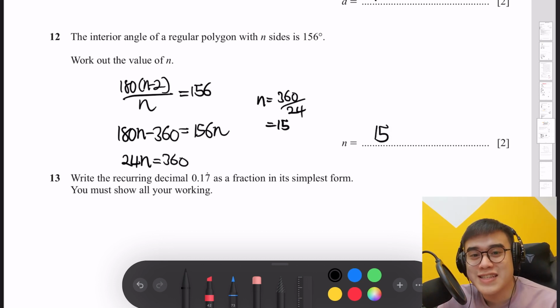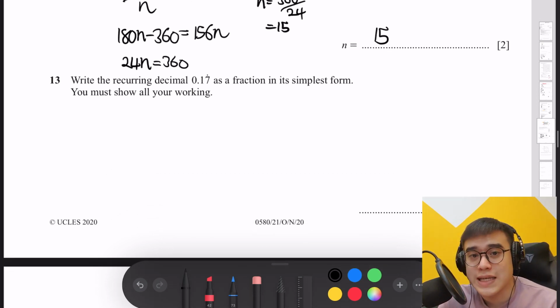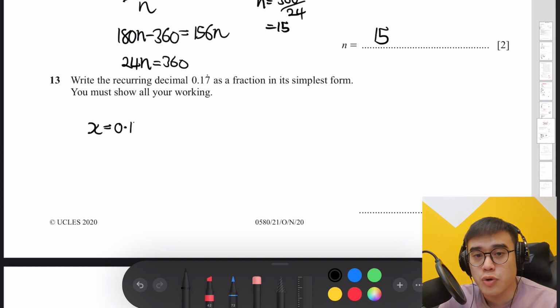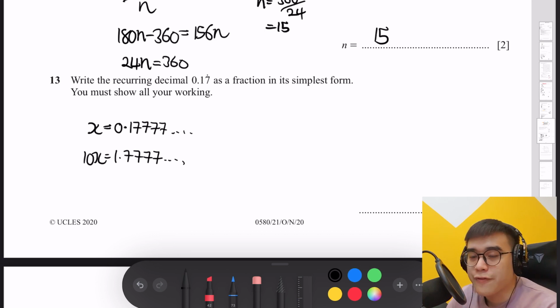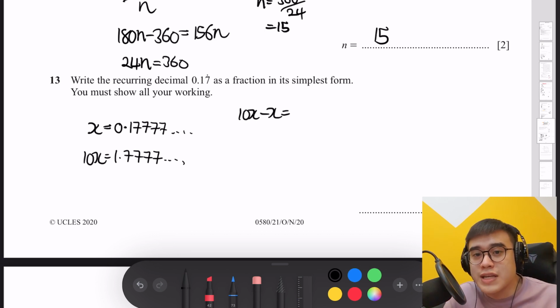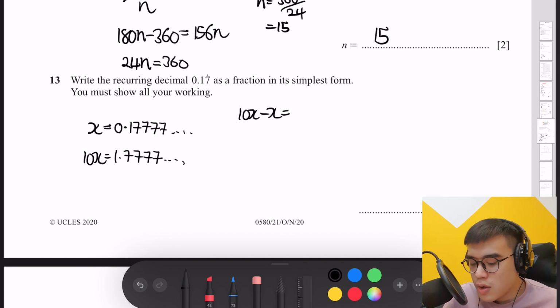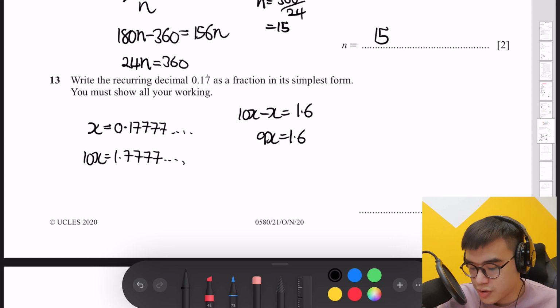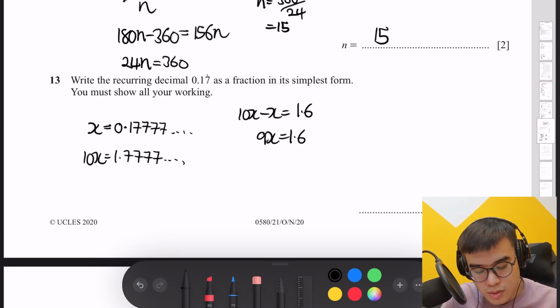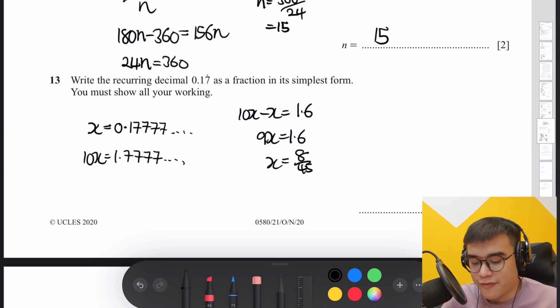For question 13, this is a recurring decimal. x equals 0.1777, and it repeats unlimitedly. Then 10x is 1.777, repeating unlimitedly. By finding the difference, it will automatically cancel off the 7 that was repeating. So you get 9x equals 1.6. So 1.6 divided by 9, you will get your final answer, which is 8/45.